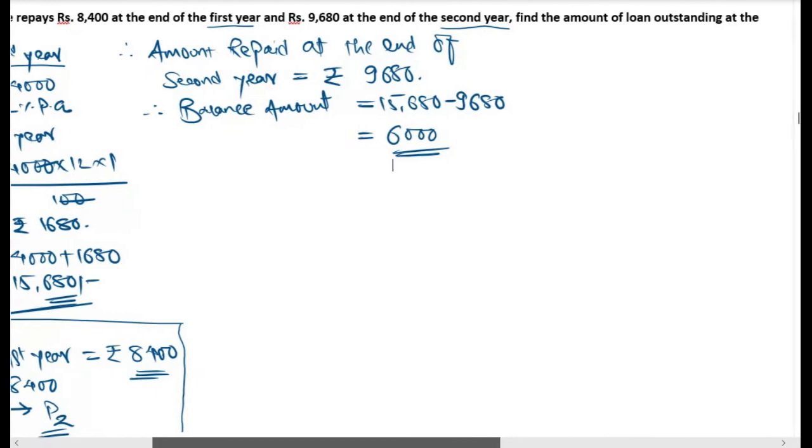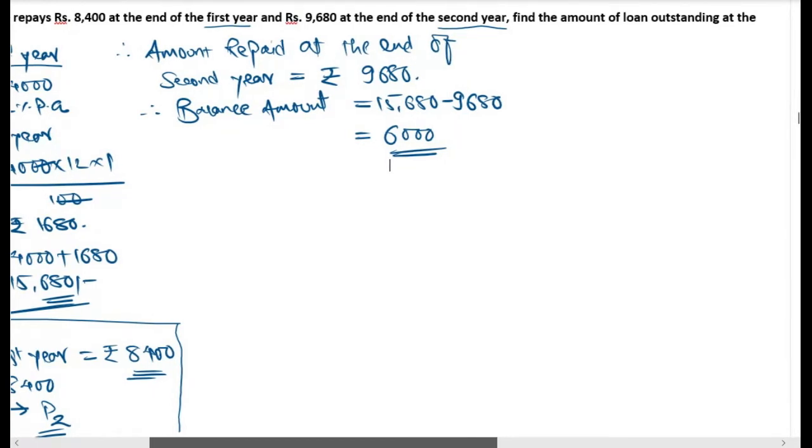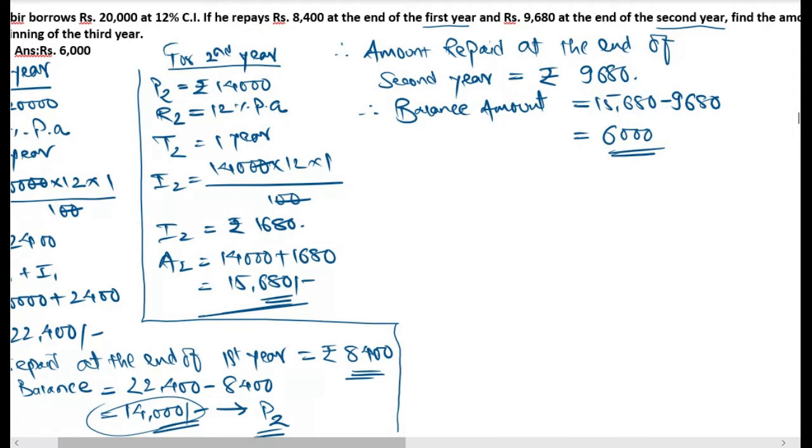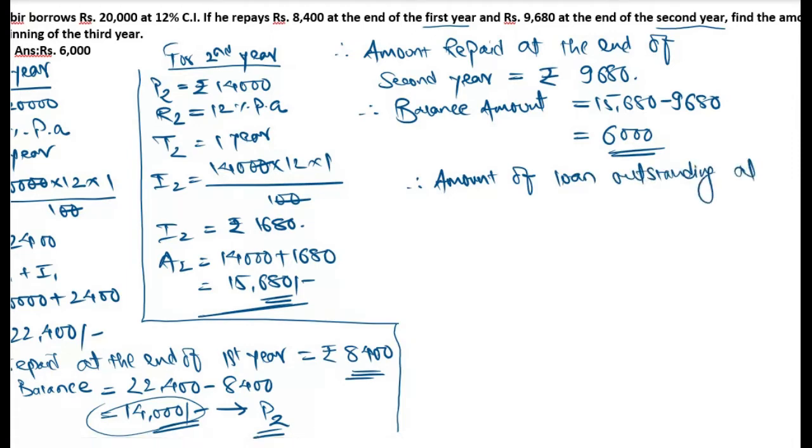So what is the question? Find the amount of loan outstanding at the beginning of third year. So the final answer should be written in a statement. Therefore, amount of loan outstanding at the beginning of third year is equal to rupees 6,000.